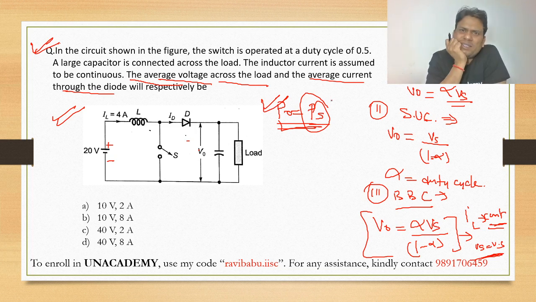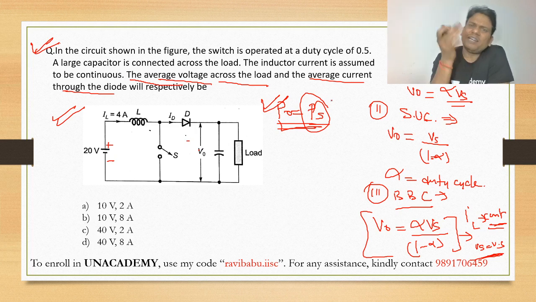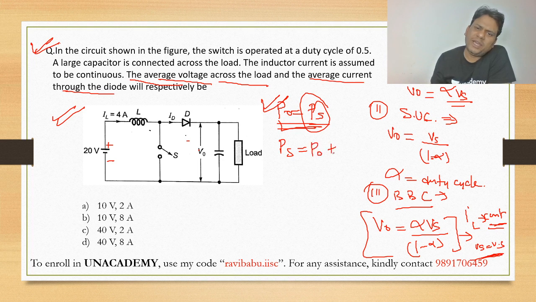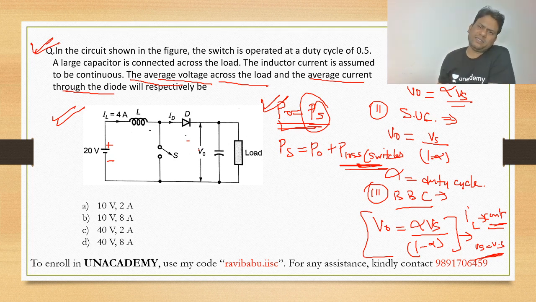But if electronic devices are introducing power losses in the switching and conduction period, dear friend, in that case, we should write PS is equal to P naught plus P loss in switches. But generally, it is not necessary, but in general it happens, they provide ideal devices.